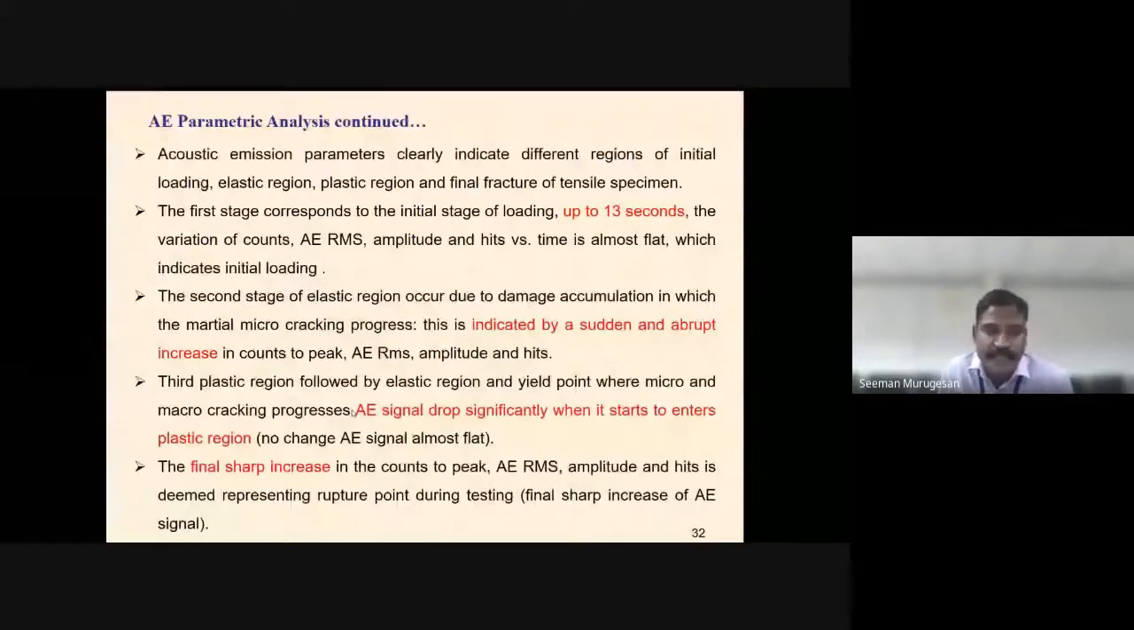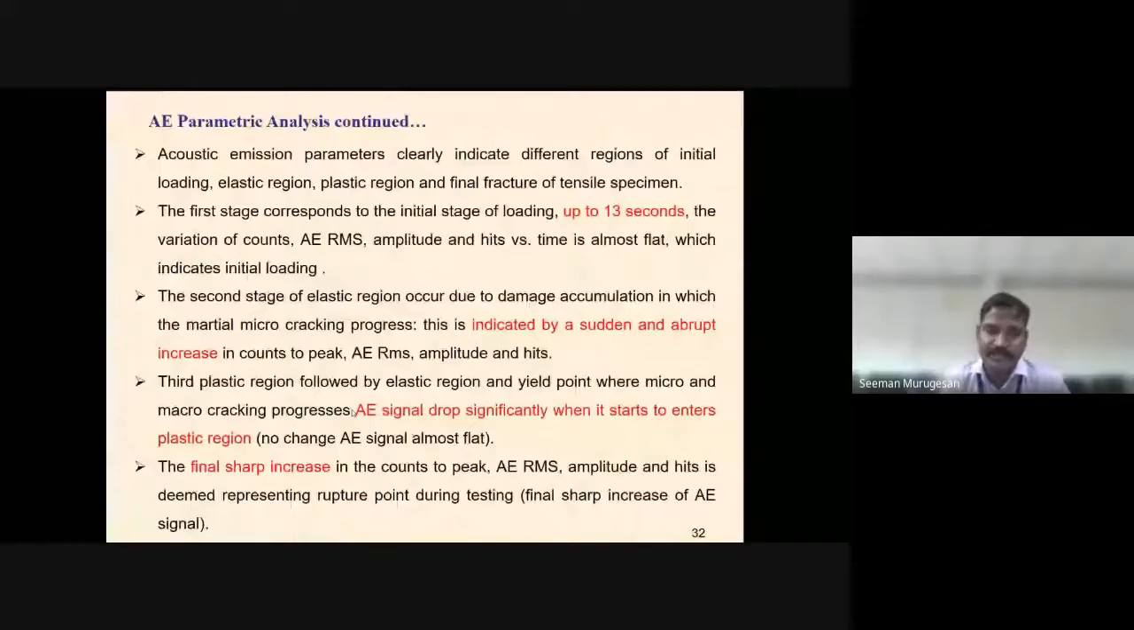The third one is the plastic region. After the yield point, the region starts where micro and macro cracking progress. The AE signal drops significantly when the specimen starts to enter the plastic region. But in the multiple severe plastic regions, a higher AE intensity will be observed.